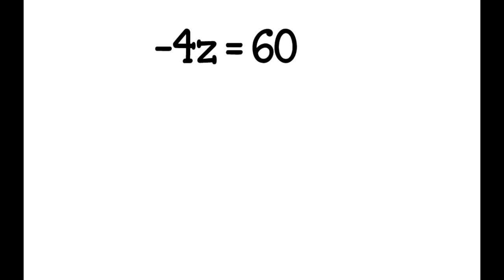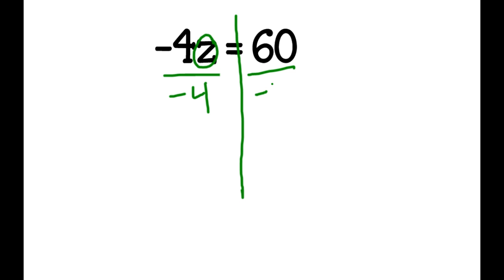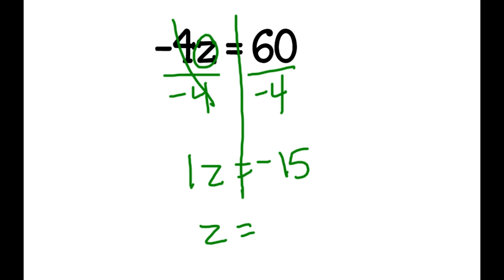Okay, I'm going to circle my z. I'm going to draw my line, and this is -4 times z, so I'm going to divide by -4, and that becomes 1. So I have 1z. 60 divided by -4 is -15. And again, I'm going to rewrite it so it's just the variable, z equals -15.